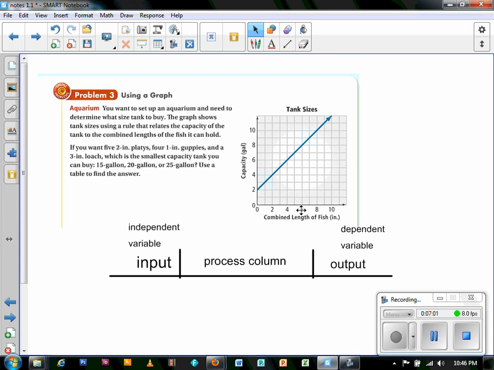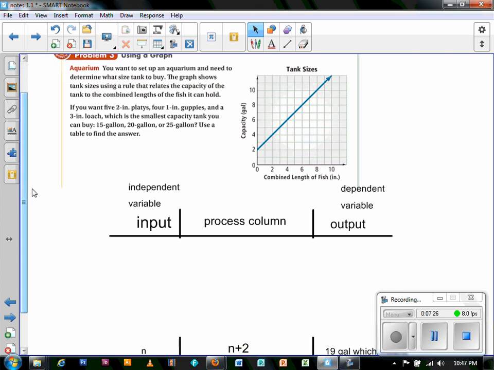That's not the case in here. We're going to buy 5 2-inch platies, 4 1-inch guppies, and a 3-inch loach, and find the smallest capacity tank that you can buy, 15, 20, or 25 gallons, and use a table to find the answer. So here we go. Now this one doesn't specify which points. We've got plenty of points here on our line that we could use.